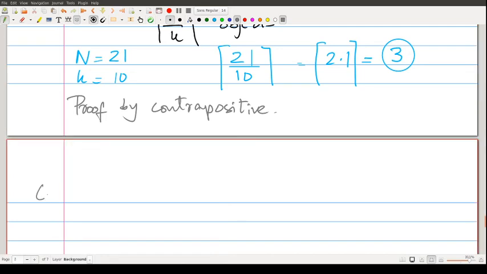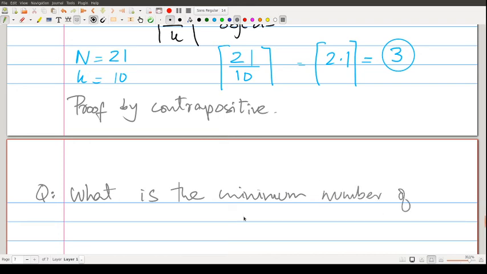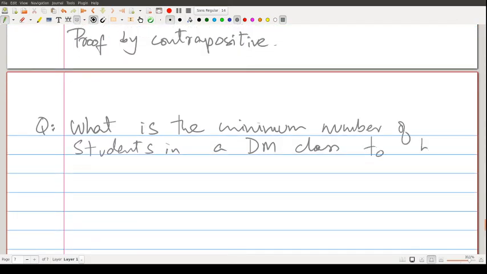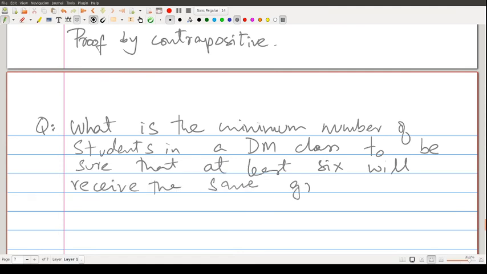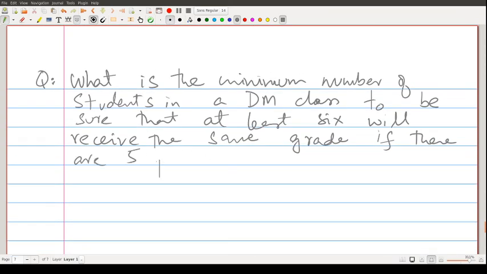Okay, so what is the question? What is the minimum number of students in a discrete math class such that, to be sure that at least six will receive the same grade, if there are 5 possible grades. And so these 5 possible grades are A, B, C, D, and F, right?